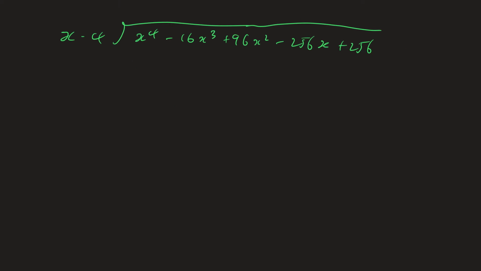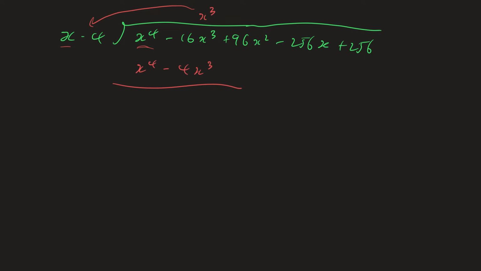We start by writing it just like a long division. We have it arranged in terms of largest coefficient to smallest coefficient. How many times does x go into x to the power of 4? Well, x cubed looks good. We then multiply this by this to get x to the 4 minus 4x cubed, and we now do the subtraction.